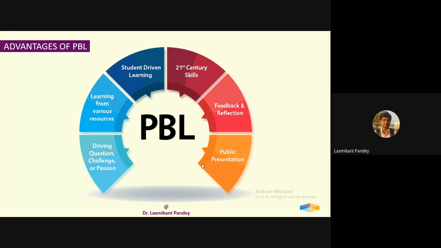Public presentation means students are having interaction with other fellows who are working in different fields. In this way students interact with other fellows, and by this you are going to increase the presentation skills, or you can say the communication skills. So these different kinds of soft skills can also be increased among the students by using project-based learning. Then feedback method, reflection method, and different other skills you are able to enhance in the students by using project-based learning.